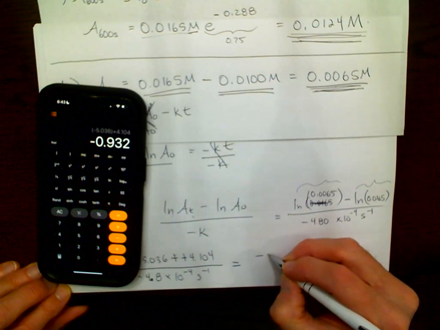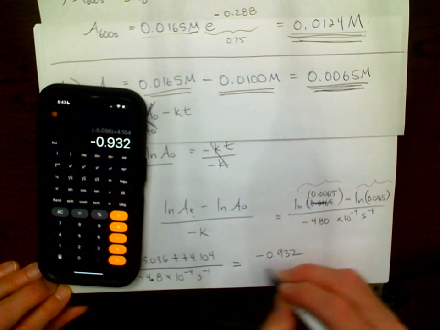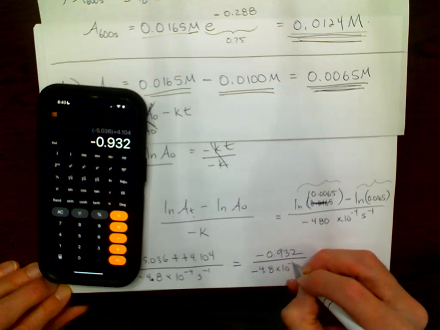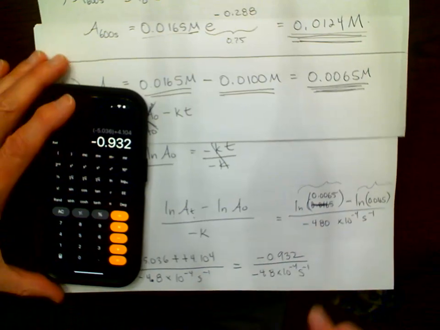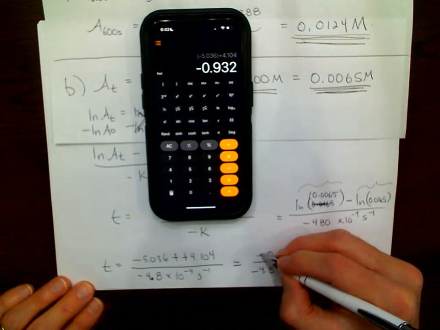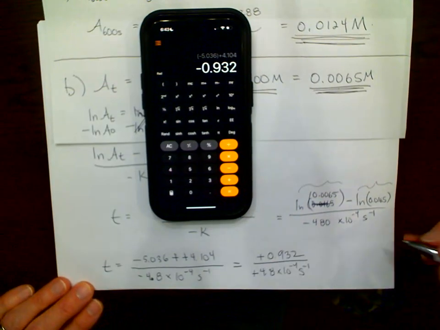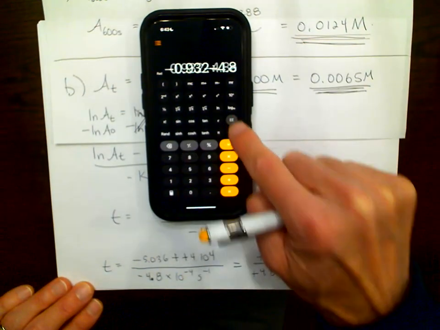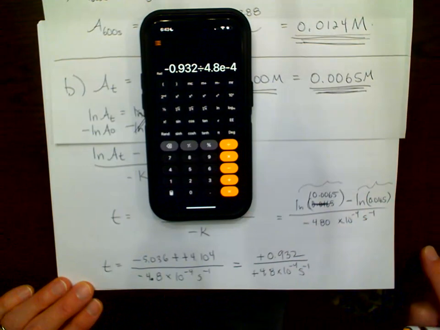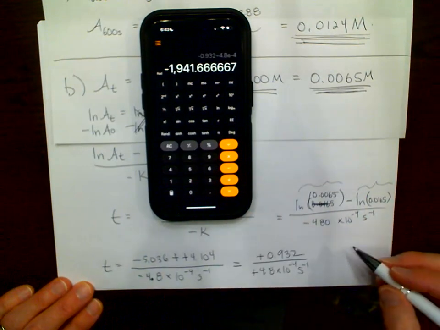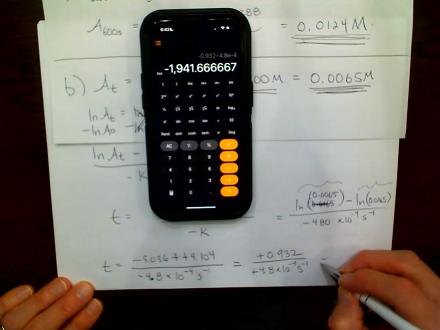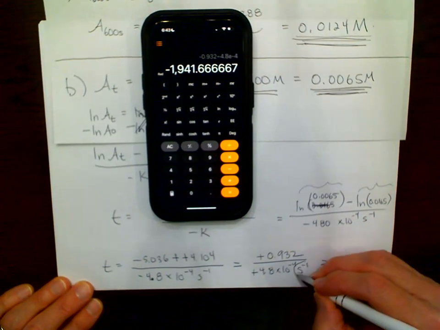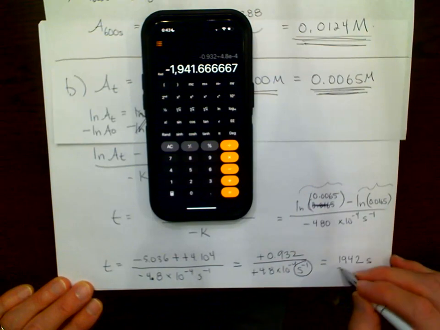So in the numerator, I have negative 0.932, and I'm going to divide that by negative 4.8 times 10 to the negative 4 inverse seconds. Well, that's going to go positive, right? Make it positive. So I'm going to divide this by 4.8 E negative 4, and that gives 1942 seconds. How do I know that's seconds? Because look at your unit here that survives. It's an inverse second on the denominator.